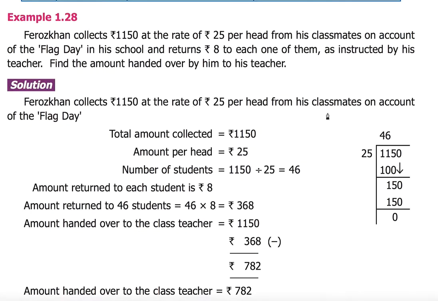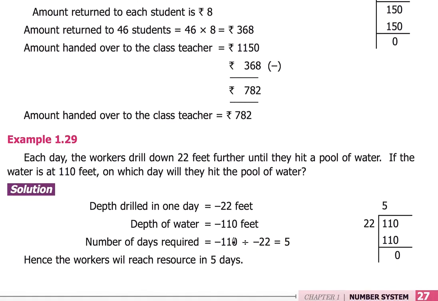Let's see like this. Total amount collected is 1150. Amount per head is 25. So number of students is 46. Amount returned to each student is 8 rupees, right? So 46 into 8 is 368. Amount handed over to the class teacher is, you have to subtract 368 from 1150. You will get 782. That is the answer.